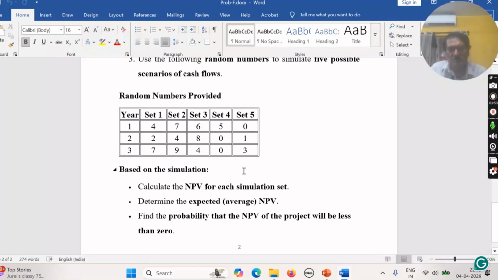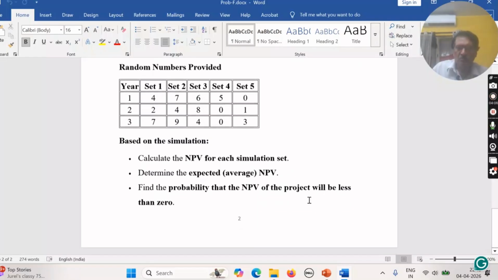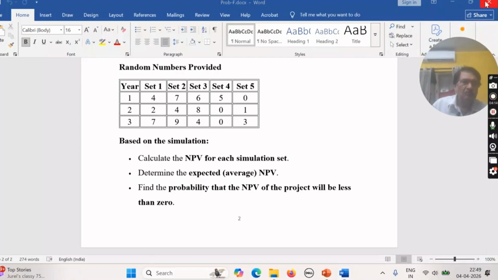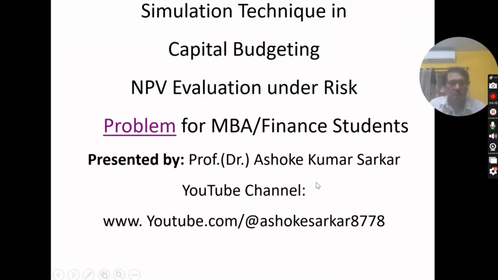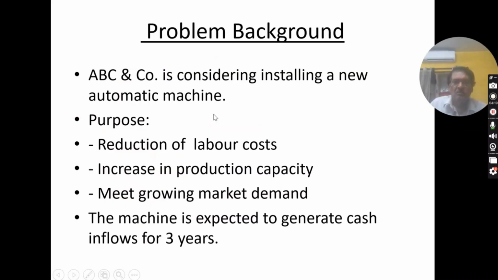Based on the simulation, calculate NPV for each simulation test and determine the expected average NPV and find the probability that the NPV of the project will be less than 0. All these are requirements for the project. Okay. Now, I have already discussed the problem.